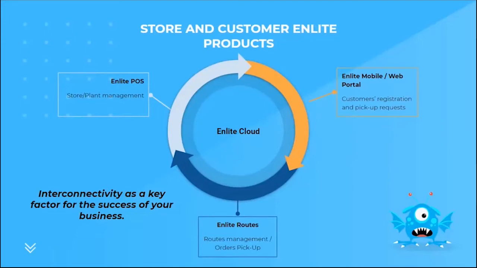We have first Enlite POS, which is our system where we run all of our store and plant management operations, from walking customers to creating orders, gathering all the information through reports, sending notifications, and many things. We will be detailing all of them in future webinars. The topic that brings us here today is Enlite Mobile and the web portal. This is the platform in which customers can register and request pickups. And we also have our driver's app, Enlite Routes, which of course works for route management and order pickup.